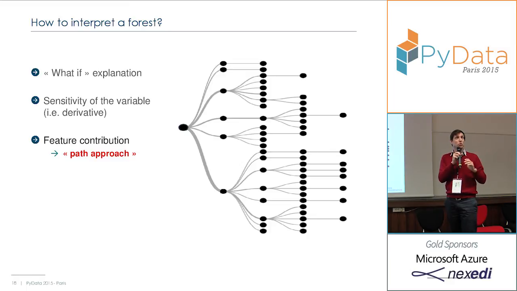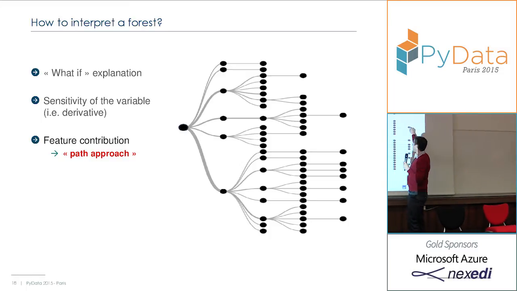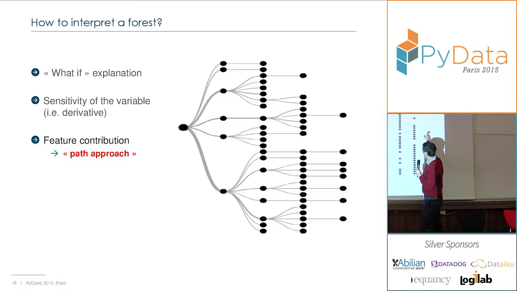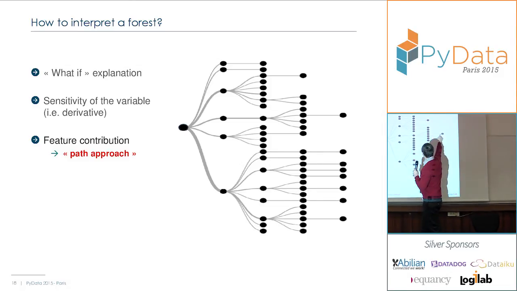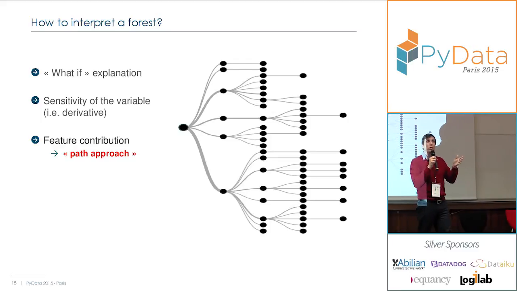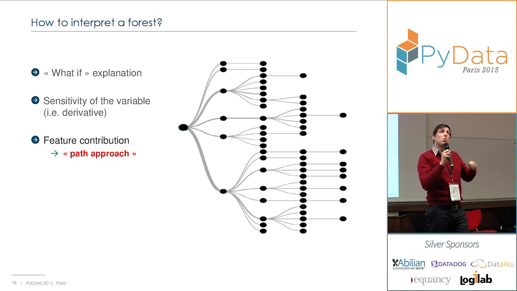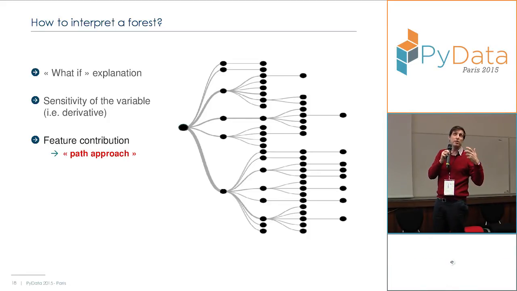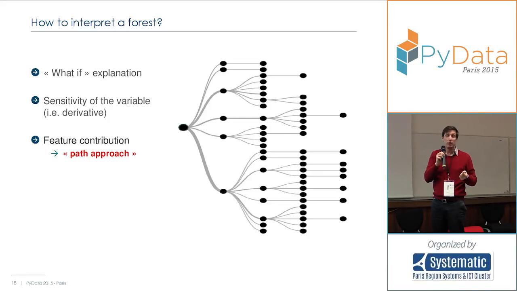So one thing you can do is, let's say we are here. You are the client here, and you have been classified. Then you look through all the trees at which variables, which features, have been used in order to give you this decision. And we make the hypothesis that the more a feature has been used, the more important this feature is in your case. We can also weight this by using the impurity, for example.